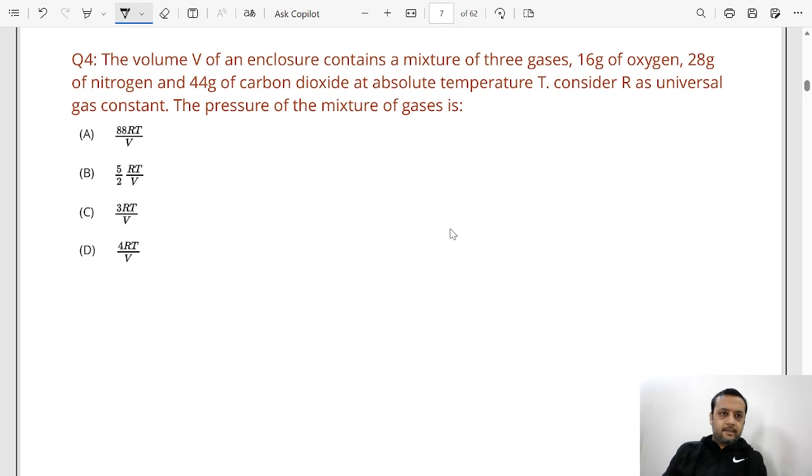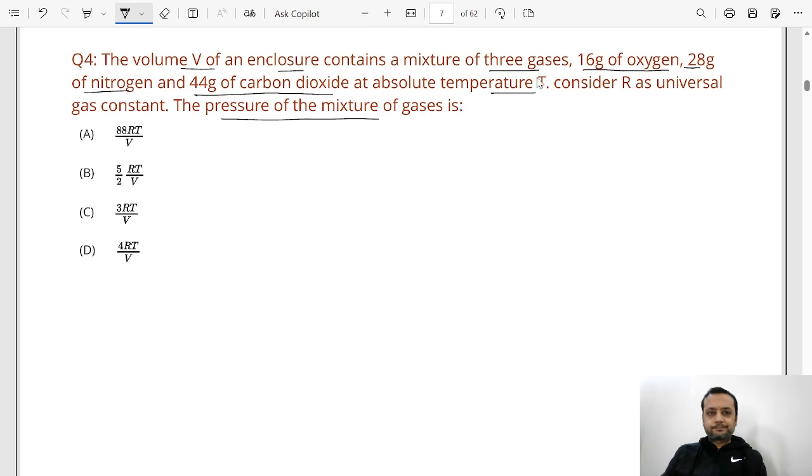All right. This question is from the topic of KTG. A volume V of an enclosure contains a mixture of three gases: 16 grams of oxygen, 28 grams of nitrogen, and 44 grams of CO2 at absolute temperature T. Consider R as the universal gas constant. We have to find the pressure of the mixture.